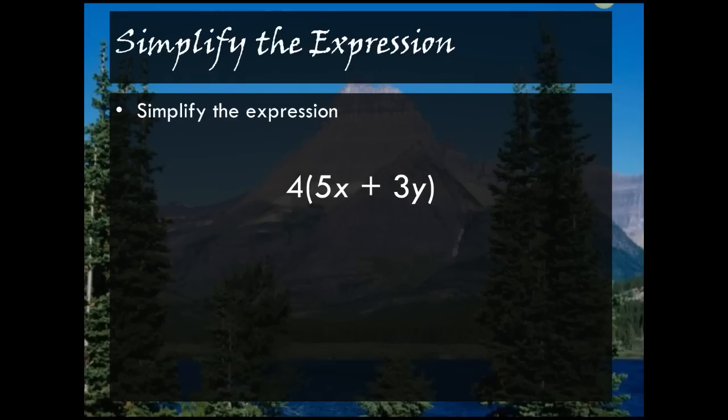To simplify this expression, we will use the distributive property. First, we will multiply 4 times 5x, and that will give us 20x. Then we will multiply 4 times 3y, and that gives us 12y. Since 20x and 12y are not like terms, there's nothing more we can do to simplify this expression.